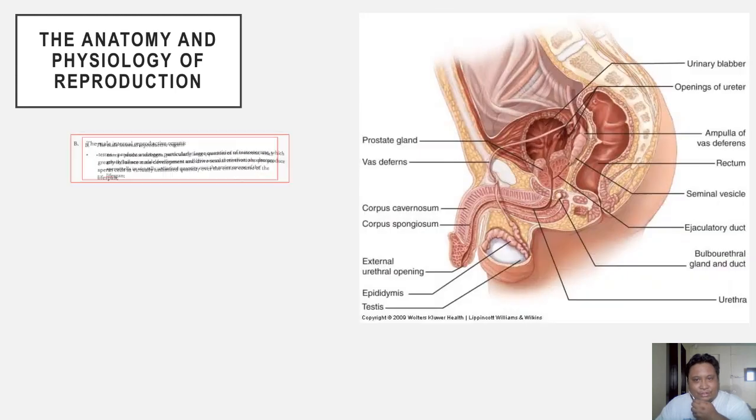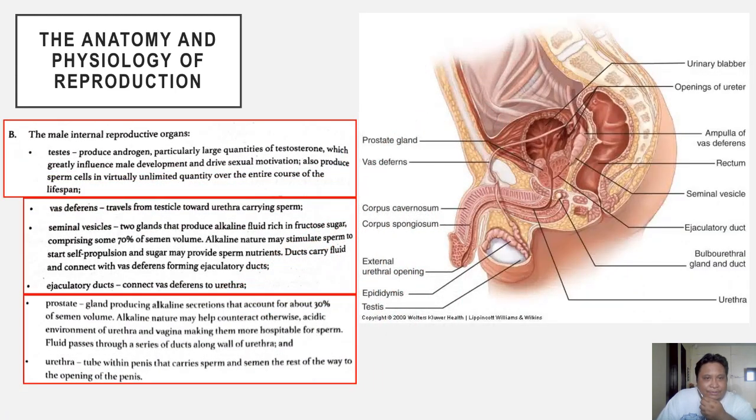Concerning the internal structures, the testes produce androgen. It's a hormone, particularly large quantities of testosterone, which greatly influences male development and drives sexual motivation. It also produces sperm cells, in virtually unlimited quantity over the entire course of the lifespan. The vas deferens travels from the testicle toward the urethra carrying the sperm. You can see there the vas deferens.